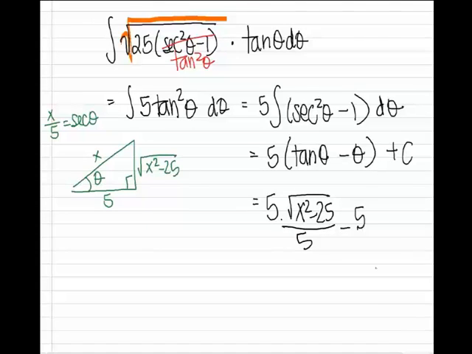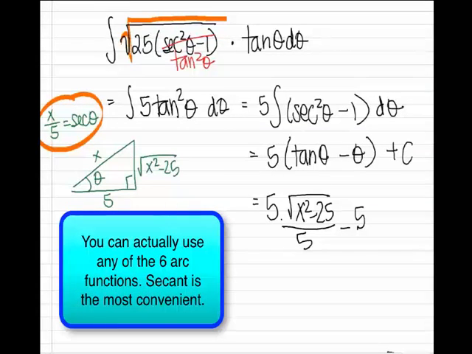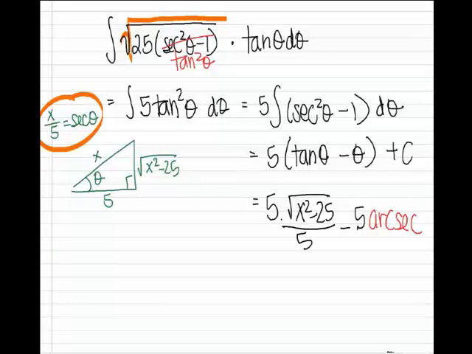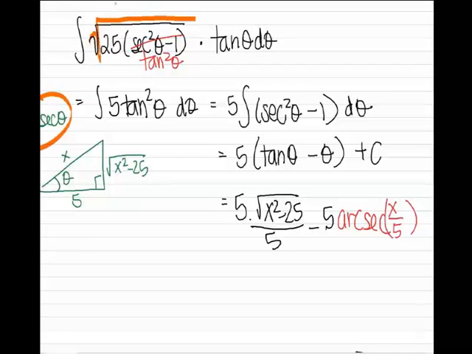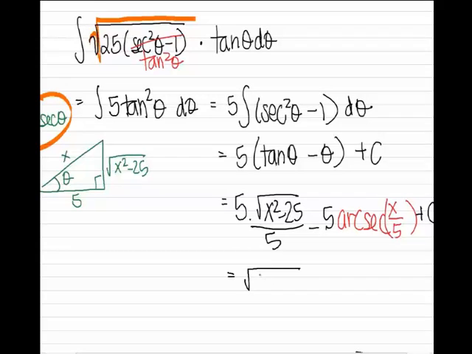Now how do we write theta? I'm going to go ahead and just use arc secant because I'm given a secant. So I'm going to say arc secant of x over 5. Can I cancel out this 5 and the 5 inside my arc secant? Be careful, you cannot, because this is a ratio inside our function arc secant, so do not cancel that out.